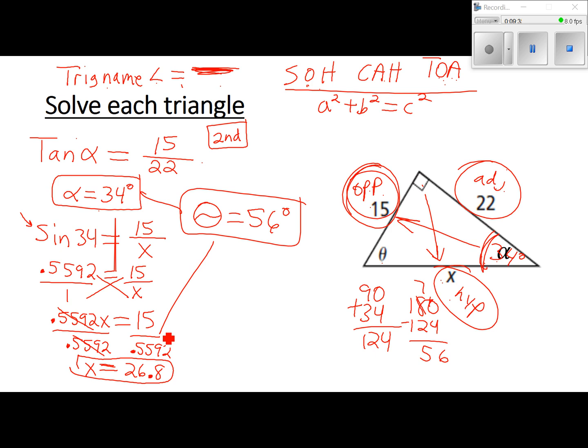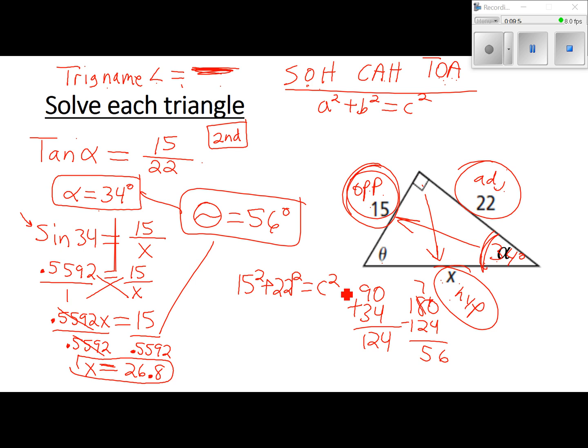Again, different ways to do it. If you wanted to start off and find x first, you could have done 15 squared plus 22 squared equals c squared. Because x is the hypotenuse, using Pythagorean's theorem, you could have solved it that way. Then went back and found the angles.